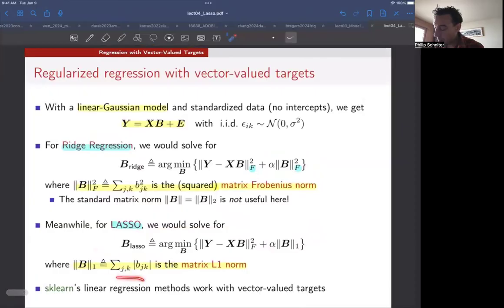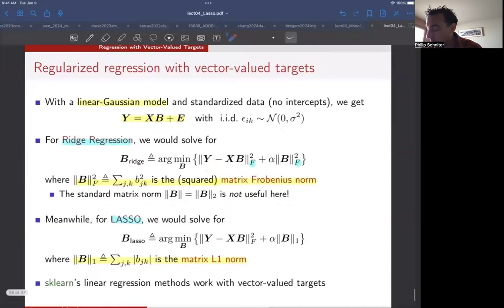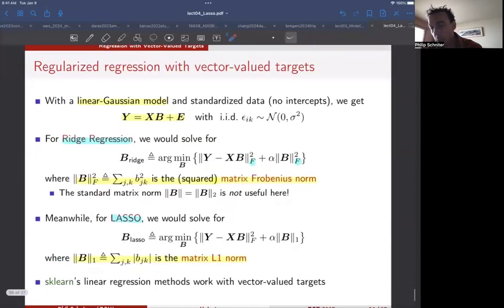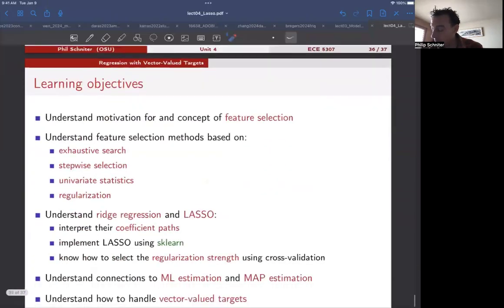Okay, and finally, scikit-learn's linear regression methods all work out of the box with vector value targets. You don't need to do anything different. You just need to give them a matrix of targets, and then it will return for you a matrix of least squares coefficients. So that's it. This is what's used in the lab. But other than that, I think it's pretty straightforward. So that's all we have for this unit.